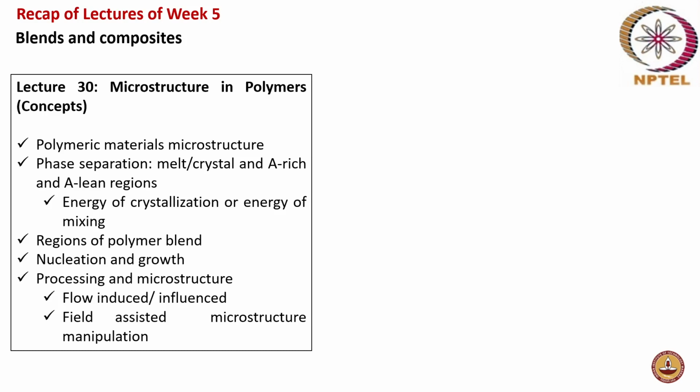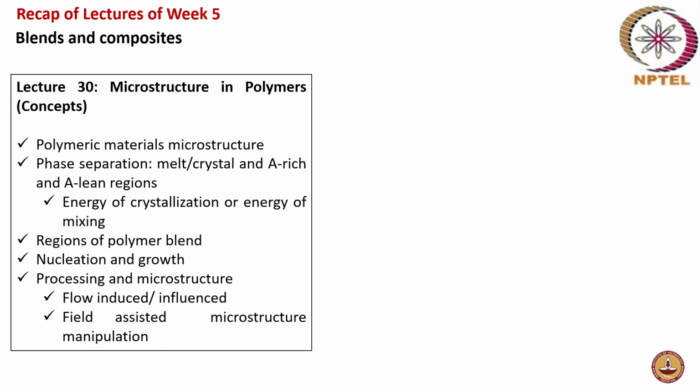Similarly, in copolymers and blends, it is the domain size and the shape, right? And for composites, it's the distribution and orientation of the reinforcements. So these are all the critical parameters. And what is the phase separation for crystals? In the case of a blend, you have the A-rich and A-lean phase. So what is the energy of crystallization or energy of mixing involved? And what are the regions of a polymer blend? And what is the nucleation and growth, right?